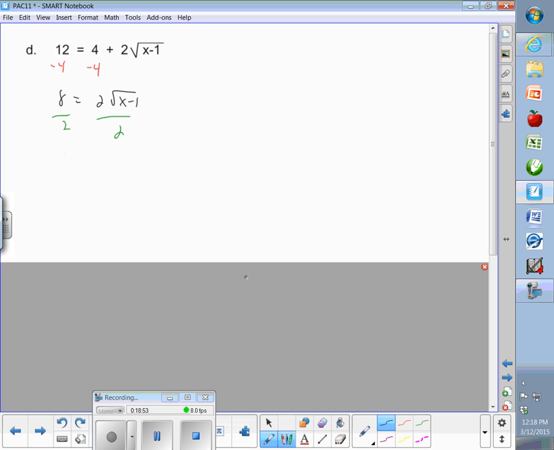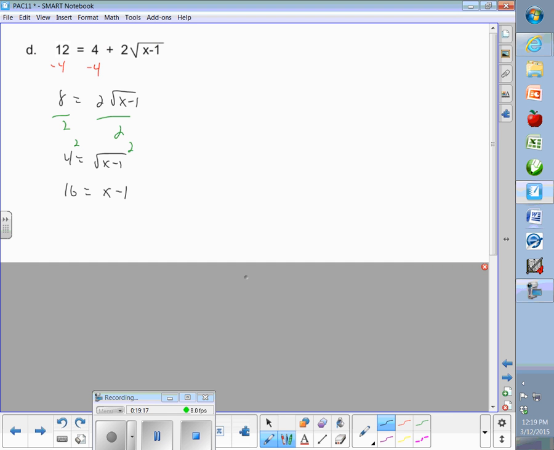Right? Trying to isolate my radical sign. Oh, my radical is isolated. It is now time to square both sides. 4 squared is 16. What do squares do to square roots? Wipe them out. What's left? X minus 1. Am I done?